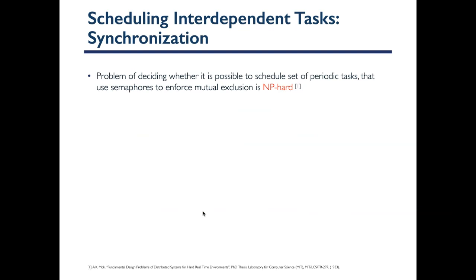Now, let's recap. We talked about scheduling periodic tasks, all of it on a uniprocessor so far. Then we talked about scheduling periodic and aperiodic tasks. So far, we considered no interdependency between our tasks, so all the tasks were independent. Now let's assume that tasks are dependent.